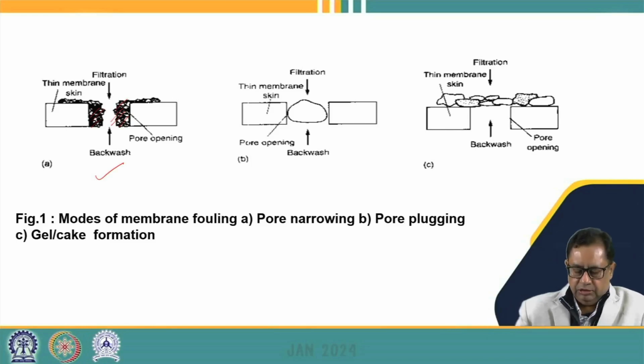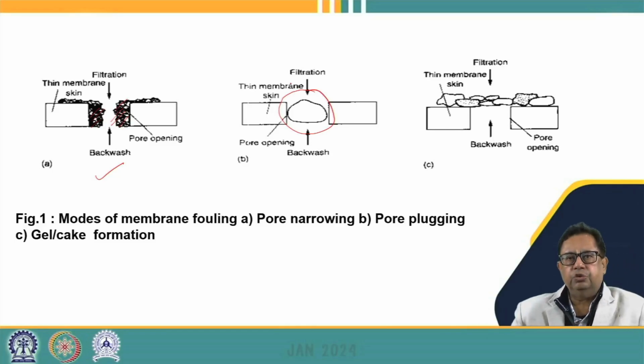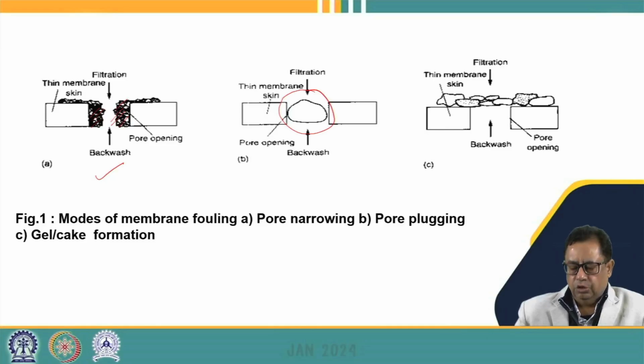narrowing process. Similarly, if we have a constituent which is passing through the pores, but it is of similar size to the pore size, it can get stuck in the pore opening, and that is called the pore plugging process. And then we can have sizes which can be larger or smaller, but they can form a cake on the surface of the membrane, so that is called the cake or gel formation.